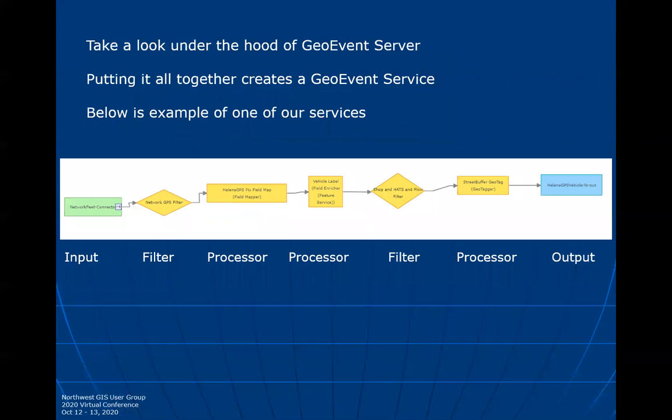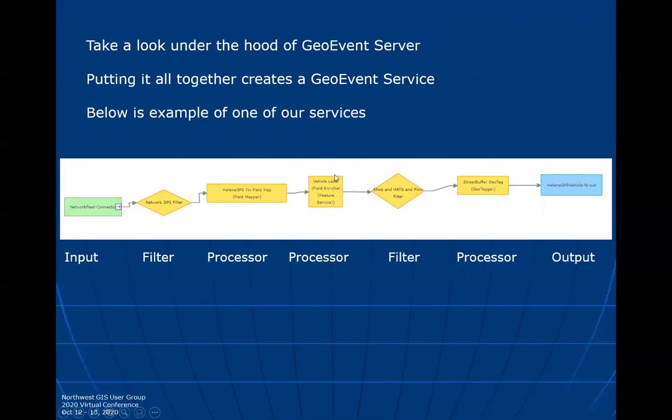So we put it all together, taking all that together. Here's our input, the network fleet. We filter it to only be looking at the GPS component. We field map it. This is the case where we're matching up fields from this and how they match up to the fields in this one.